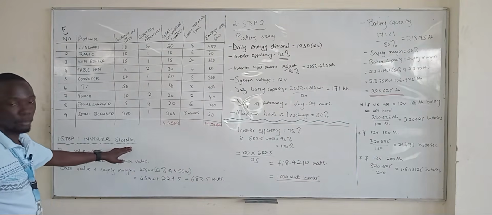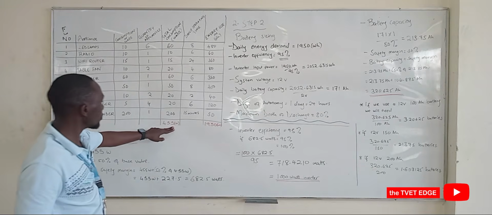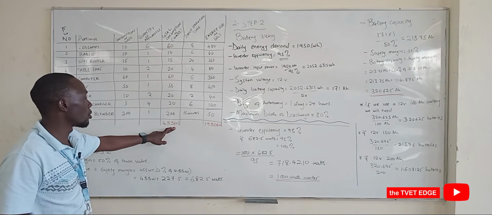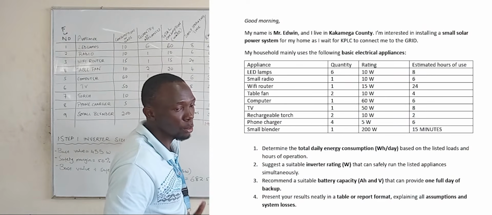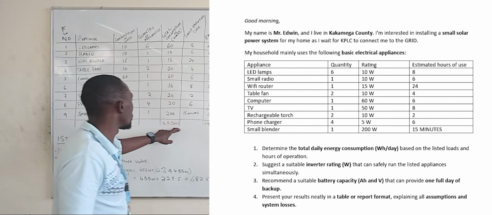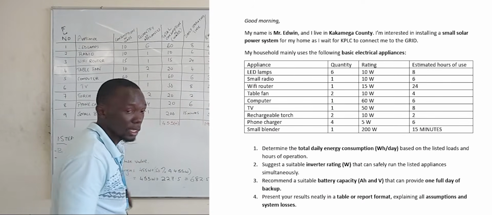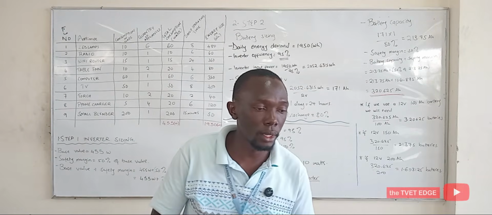Step 1, the inverter sizing. So based on this value, question number 4 says, present your results neatly in a table or report format, explaining all assumptions and system losses. So from this value, we are supposed to generate our inverter sizing, and we explain our assumptions and system losses.